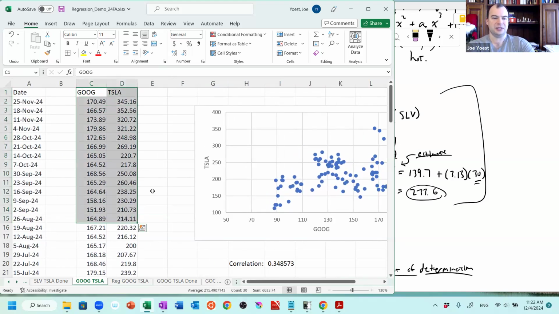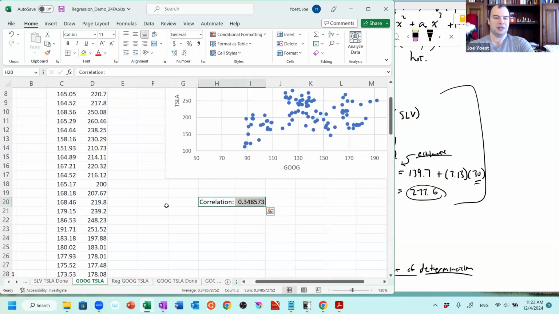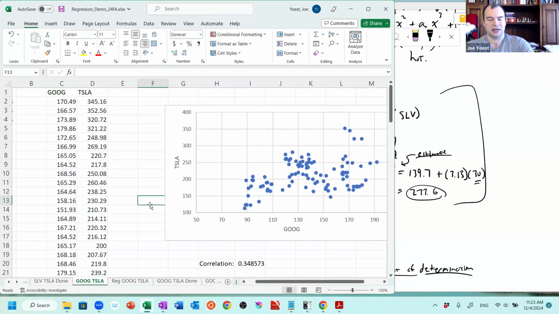But so here's my Google and Tesla data. So Google stock price versus Tesla stock price. Again, weekly data over 2 years. My correlation here is 0.35, so a little higher than the 0.2 for silver and Tesla.